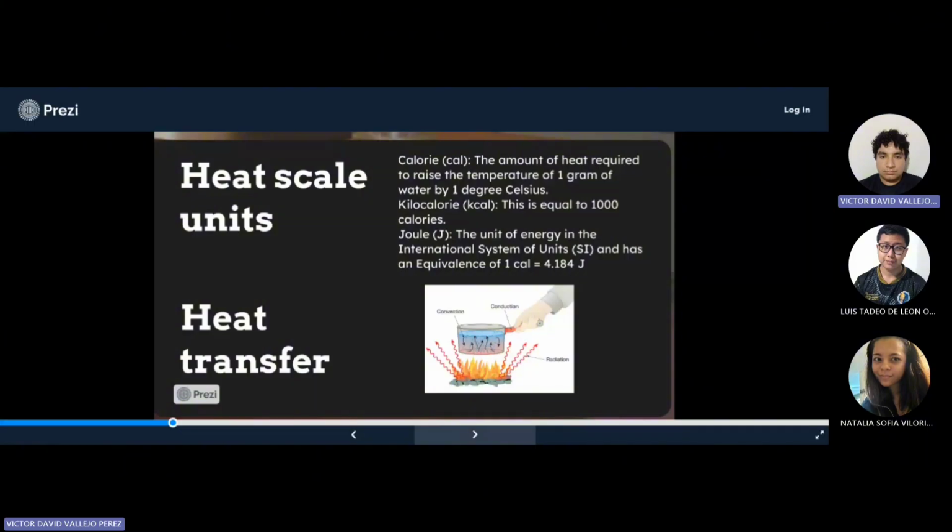Finally, heat transfer happens in many ways. Conduction: heat transfer to a material due to a temperature difference. Example, heating a metal bar by placing one end in contact with a heat source. Convection: heat transfer due to the movement of a fluid. Example, heating water in a pot, where the hot water rises and the cold water sinks. Radiation: heat transfer through electromagnetic waves. An example is heat from the sun reaching the earth.